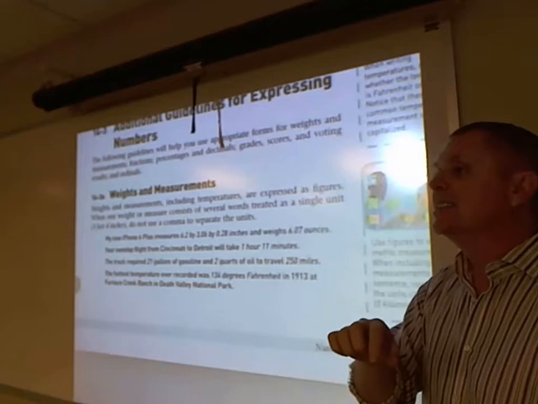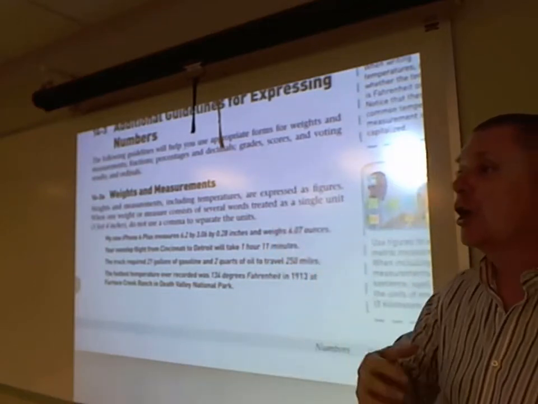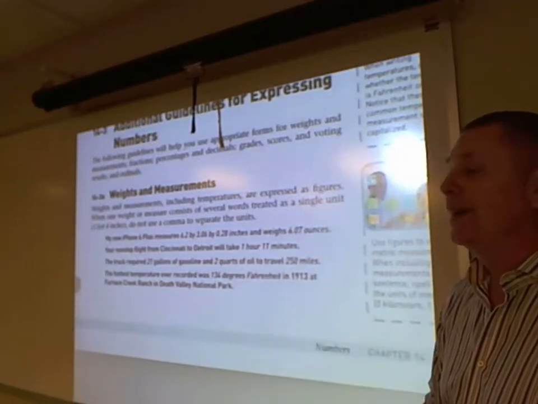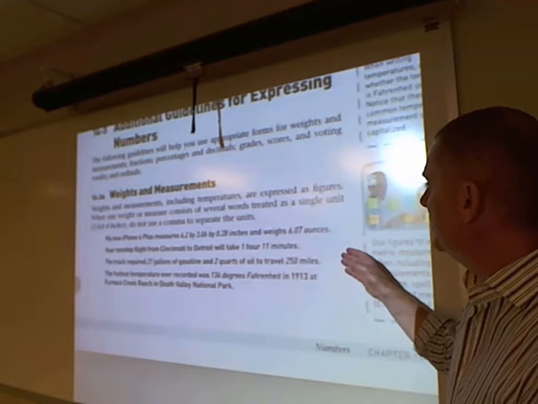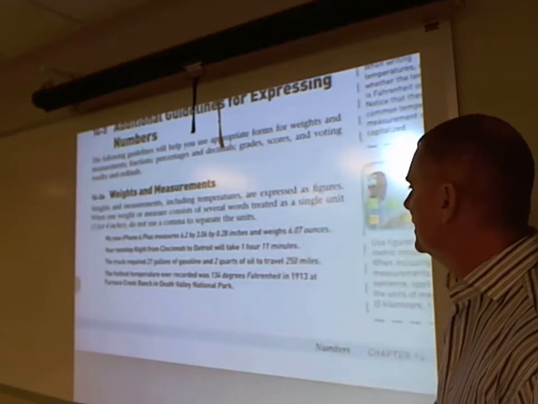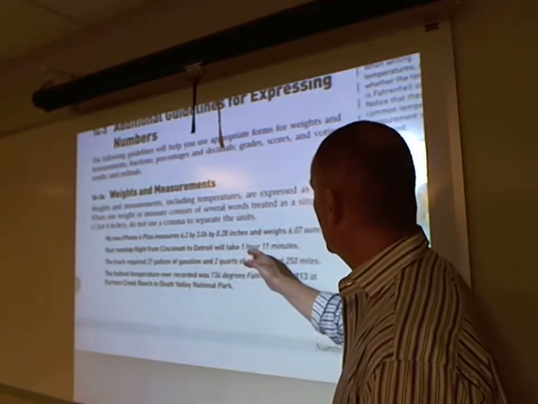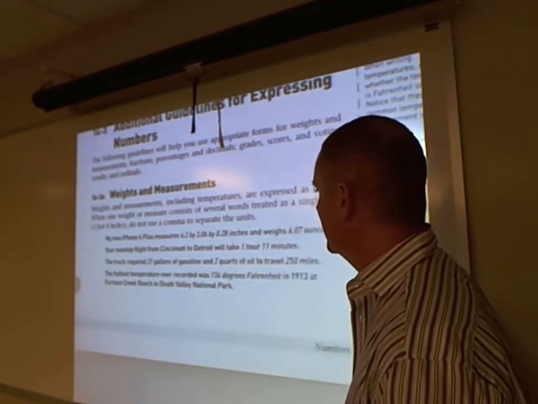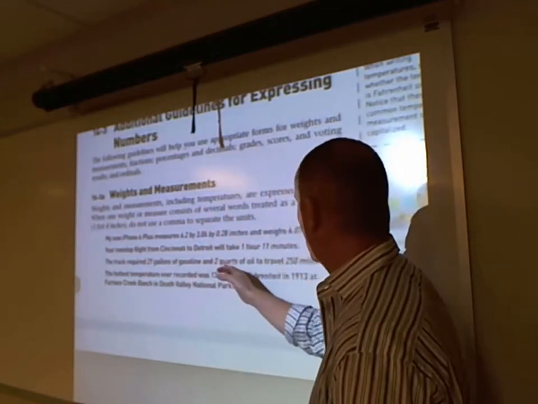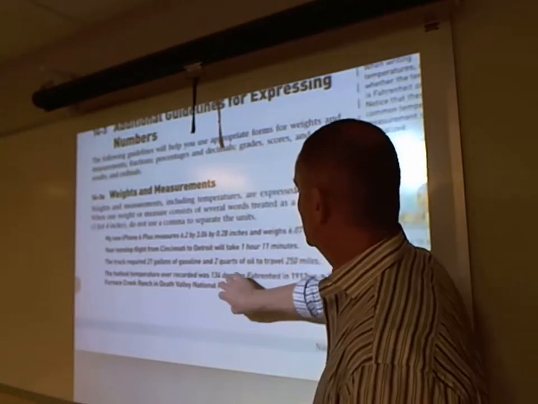Spell out the word ounces, 6.07 ounces. Your flight to Detroit will take 1 hour, 11 minutes in figures. Truck required 21 gallons as a figure of gasoline and 2 quarts as a figure to travel 250 miles. That's weights and measurements, use figures. The hottest temperature ever recorded was 134. Use the word degrees along with the figure and the measurement method, which is Fahrenheit.